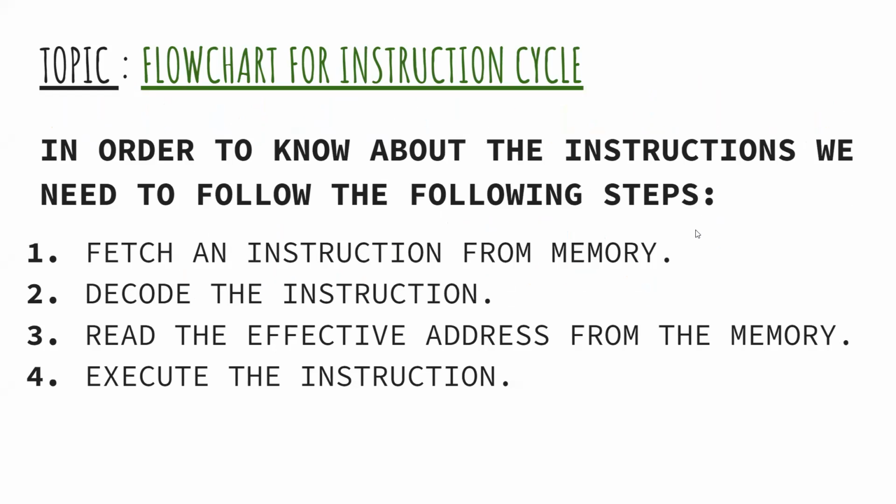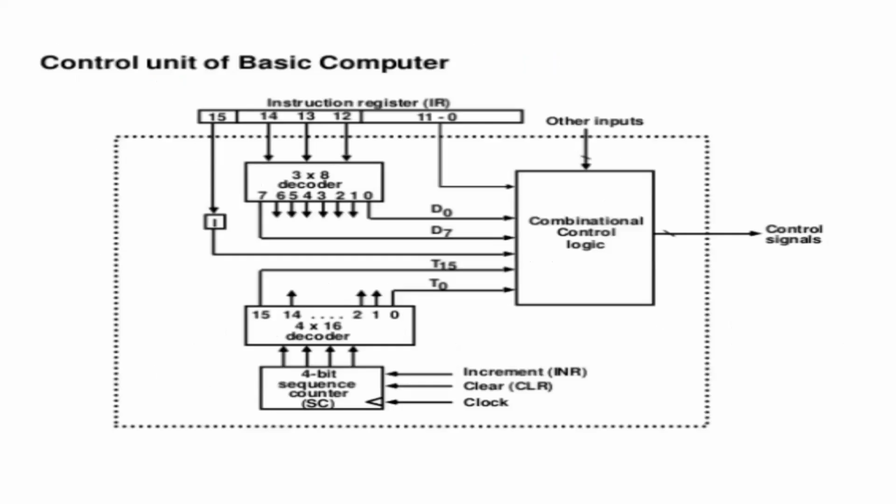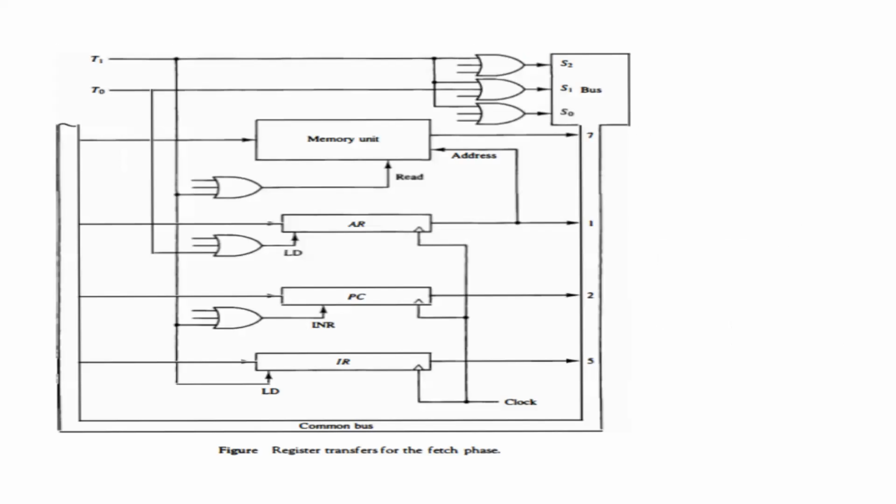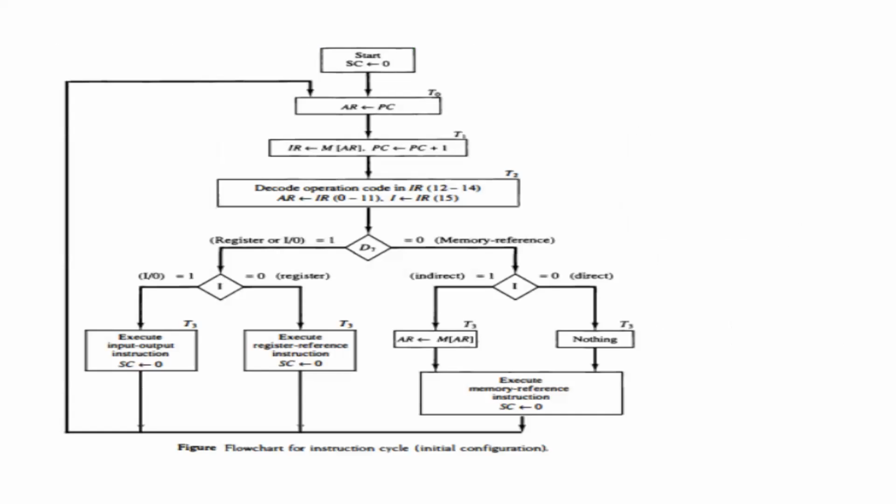In order to know about the instructions, first of all, we need to follow the four major steps. Those are fetching, decoding, reading of the effective address from the memory, and the executing of the instruction. First of all, to know about this, we have to know about the three major block diagrams: the control unit of the basic computer, the fetching phase of the computer, and the flowchart of the instruction cycle. Today, our topic is about the instruction cycle.